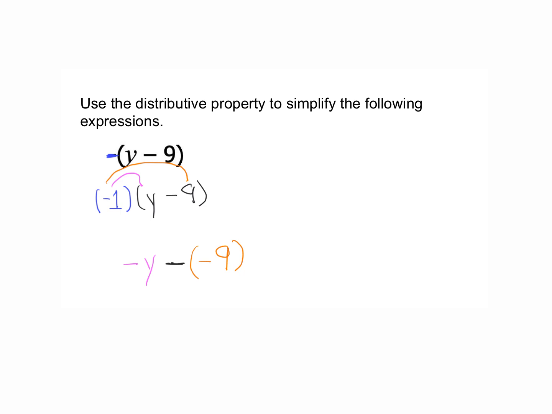Now I have these two next to each other, these two negative signs. So I have negative y plus 9. You could also say 9 minus y.